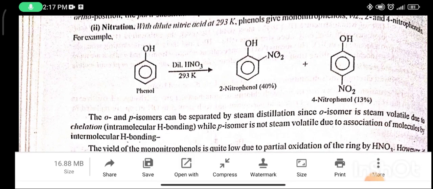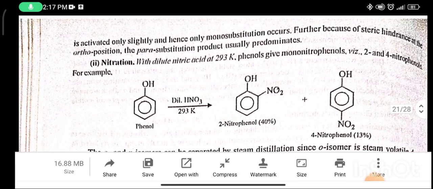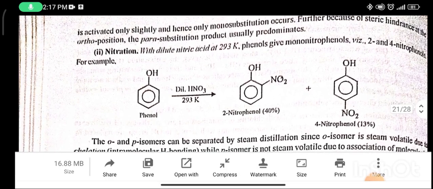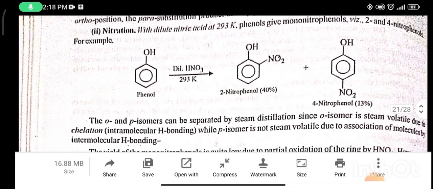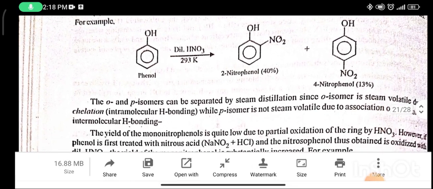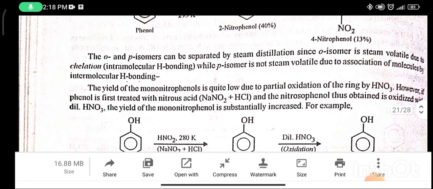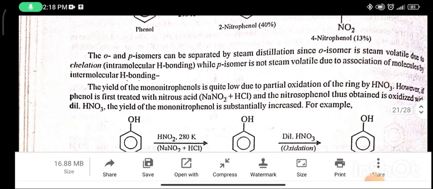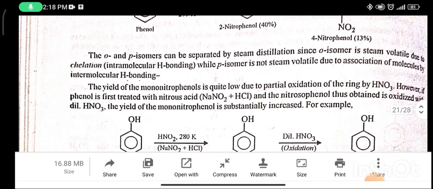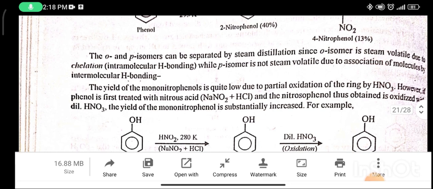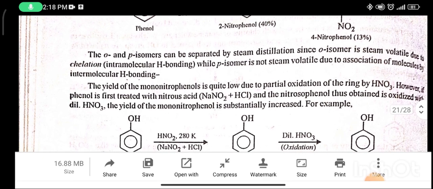Nitration with dilute nitric acid at 293 Kelvin. Phenols give a mixture of mononitrophenols and 2,4-dinitrophenols. For example, phenol reacts with dilute HNO3 at 293 Kelvin to give 2-nitrophenol plus 4-nitrophenol. The ortho and para isomers can be separated by steam distillation since the ortho isomer is steam volatile due to chelation, while the para isomer is not steam volatile due to the association of molecules by intermolecular hydrogen bonding.